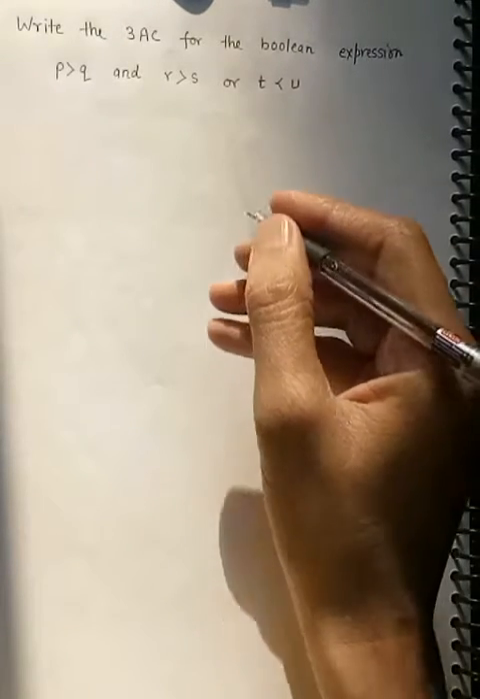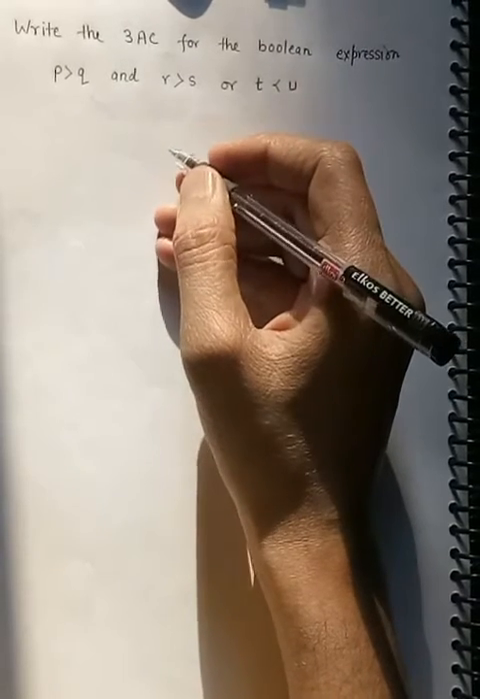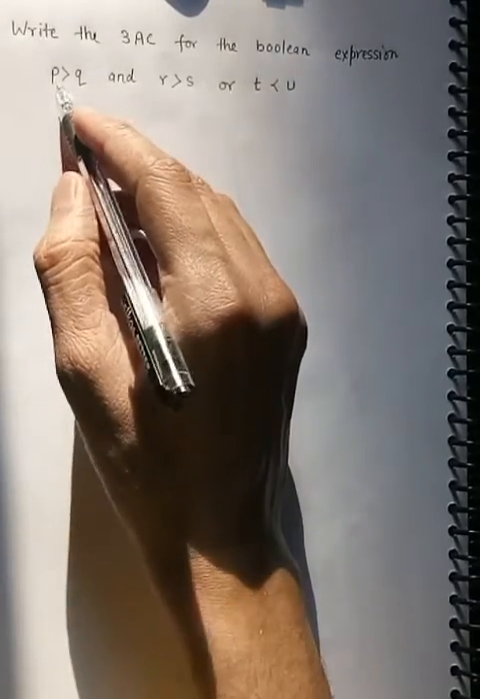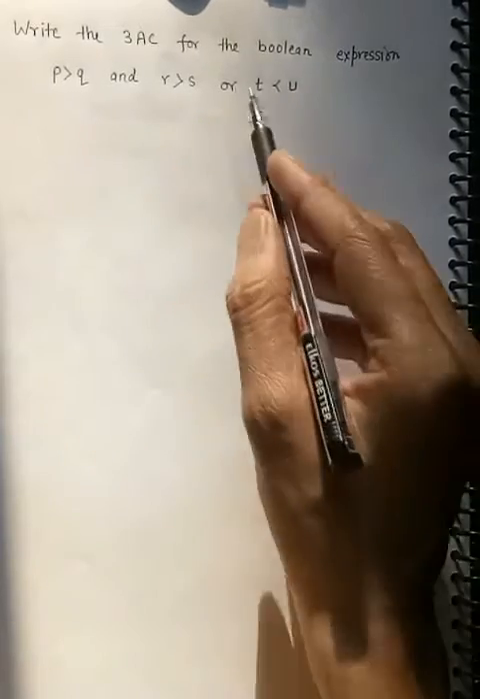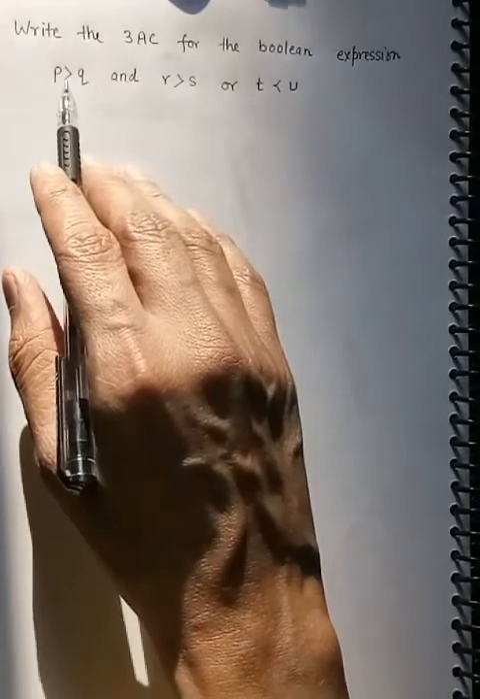So today we are going to design the three address code for the Boolean expression. Here you can see a Boolean expression: p greater than q and r greater than s or t greater than u. So we are going to design a three address code for this type of Boolean expression.